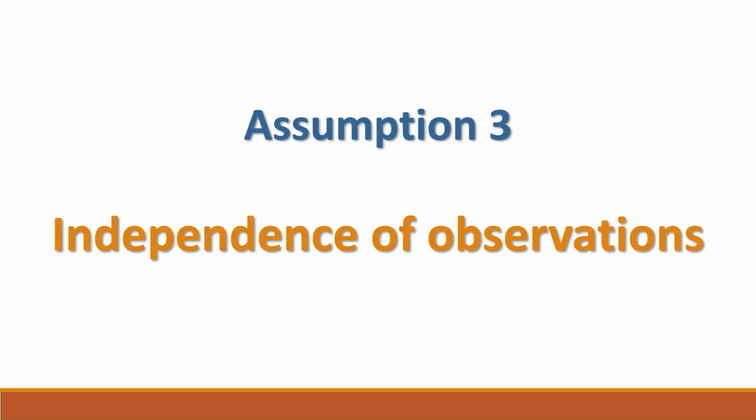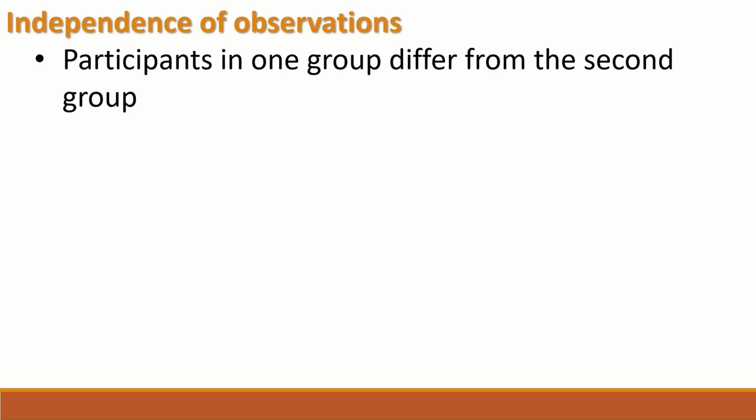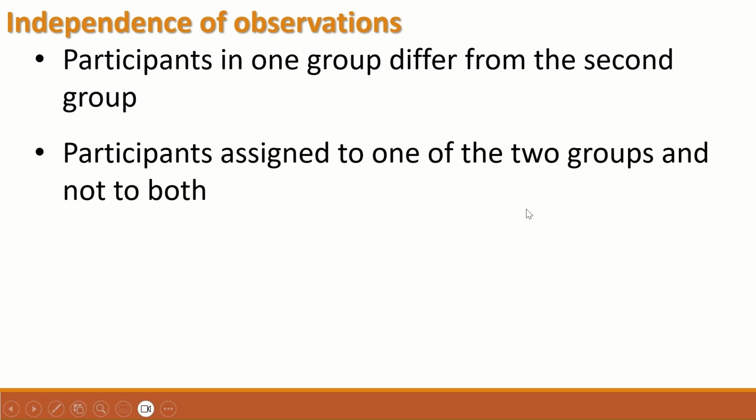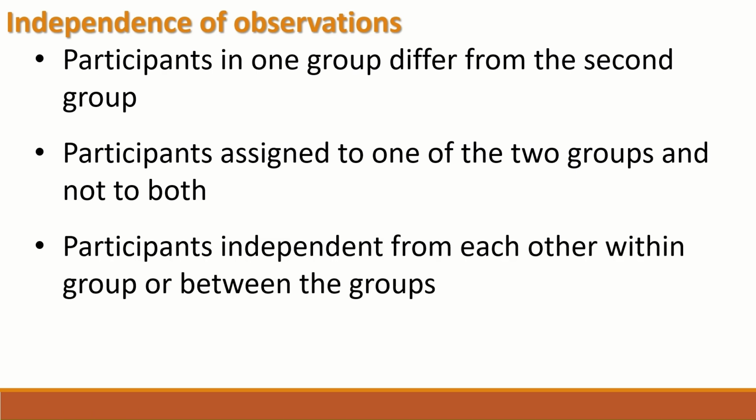The third assumption for the unpaired t-test is the independence of observation. What does that mean? That means that participants in one group differ from the second group. Basically, the participants in both groups are unrelated. So participants are assigned to one of the two groups and not to both. So participants are independent from each other within groups or between groups. So the samples are unpaired.